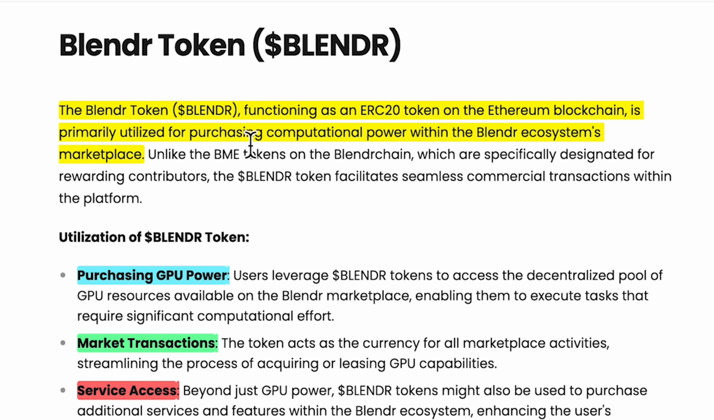The Blendr token, functioning as an ERC20 token on the Ethereum blockchain, is primarily utilized for purchasing computational power within the Blendr ecosystem marketplace. Unlike the BME tokens on the Blendr chain, which are specifically designed for rewarding contributors, the Blendr token facilitates seamless commercial transactions within the platform.